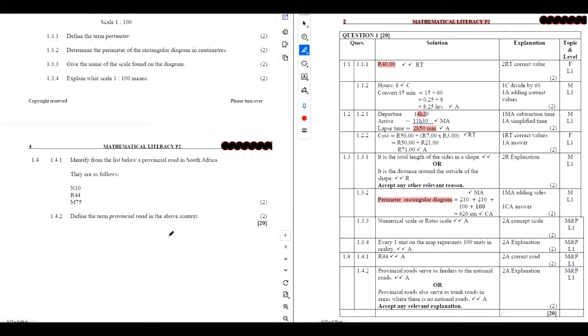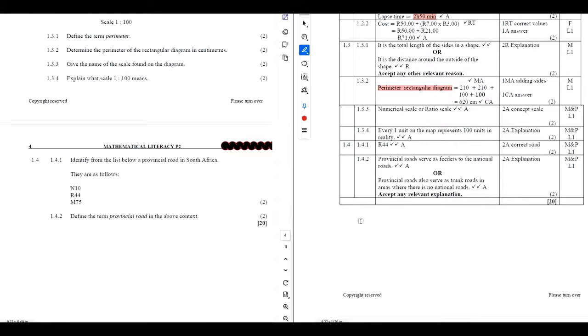Okay. And then next, we can jump to 1.4 so that I can show you how to answer these questions. So 1.4 says identify from the list below a provincial road. So guys, a provincial road is very easy. We know that N stands for national, M stands for metropolitan. Metropolitan roads are only in big cities. But we have different provinces. So the answer will be R44, which stands for regional. So the regional is the provincial road.